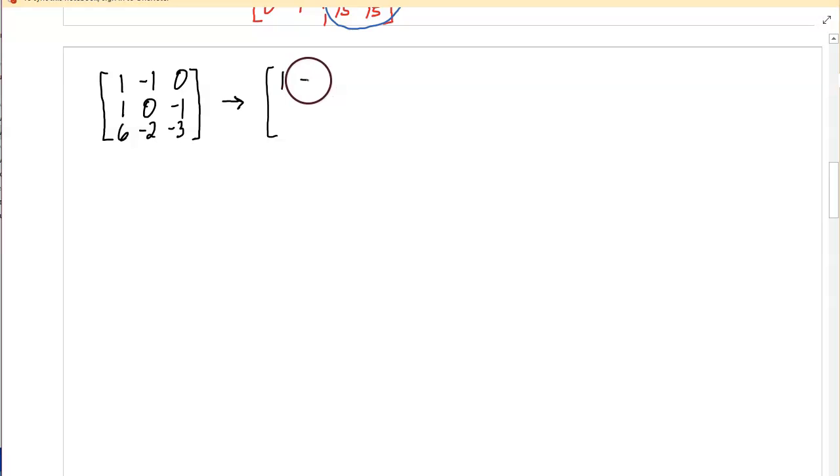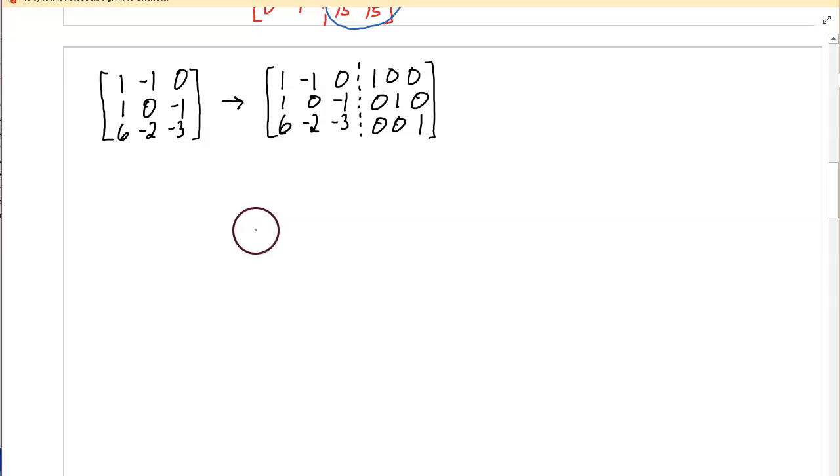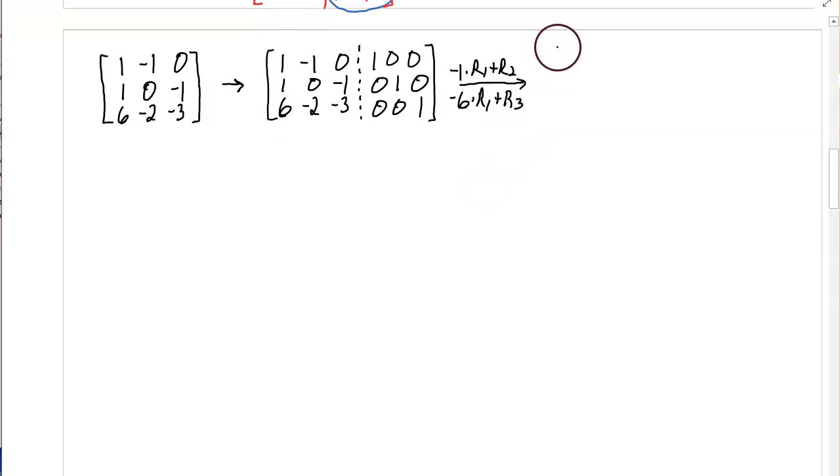Here's the augmented matrix. Our original 3 by 3 matrix is on the left side of a dividing line, and the identity matrix for a 3 by 3 is on the right side of the dividing line. Next, let's transform this into the identity. We could go -1 times row 1 and add it to row 2 to create a new row 2. And to save writing, let's also go -6 times row 1 and add it to row 3 to create a new row 3. Neither of these operations will change row 1.